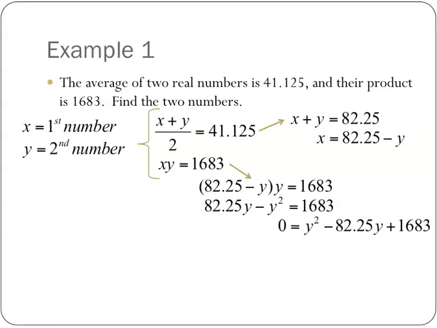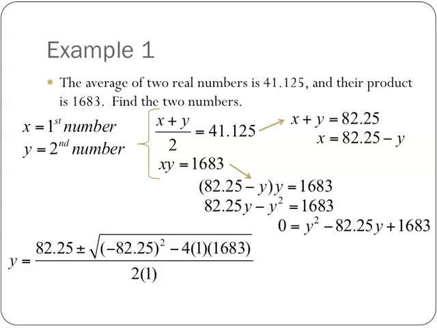So I'm moving it so that the y squared is going to be positive. So I'm moving everything over to the right-hand side. So y squared minus 82.25y plus 1683 is going to equal 0. Now this might be hard to try to factor because normally when we factor, we don't have decimals in there. But in this case, because we have this 82.25, we know we'd have to work with decimals. So you might just want to go ahead and use the quadratic formula.